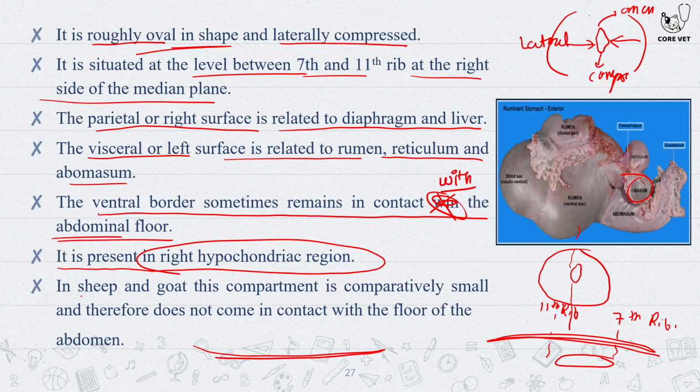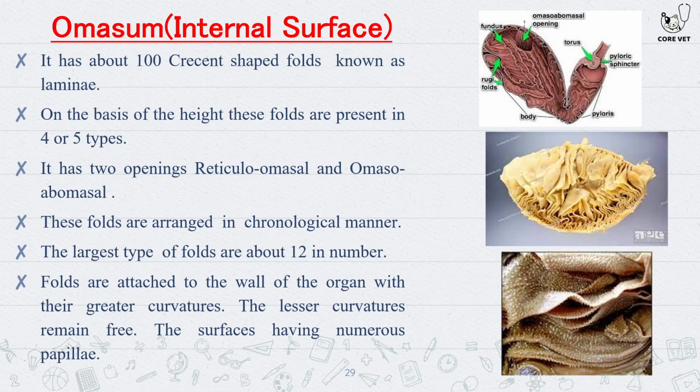Okay, in sheep and goat, this compartment is comparatively of the smaller size and therefore does not come in contact with the floor of the abdomen. So coming onto the internal surface, there are crescent shaped folds.